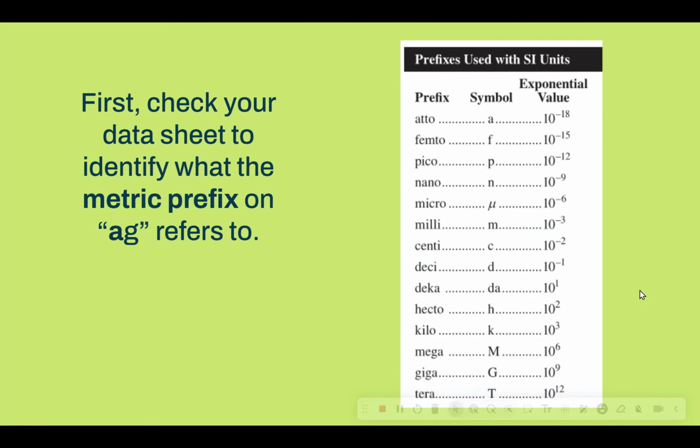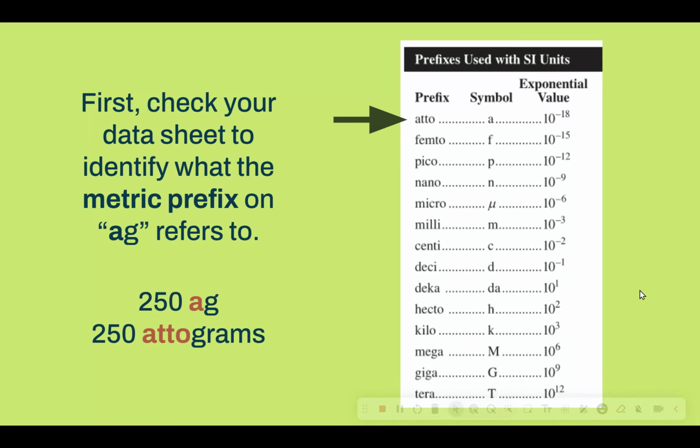And that means I should be referring to a data sheet to figure out what that metric prefix means. So that's what I'm going to do for the example we're doing, where I have to figure out what 250 Ag means. I know the g is grams, but what's the A at the beginning? When I look at my data sheet, I can see that A is atto, and atto is times 10 to the negative 18. So we're measuring a mass here that is really, really small. 250 Ag is 250 attograms. That's what it means to me.